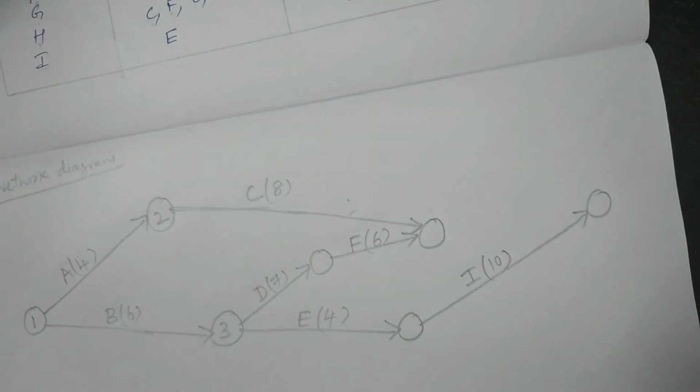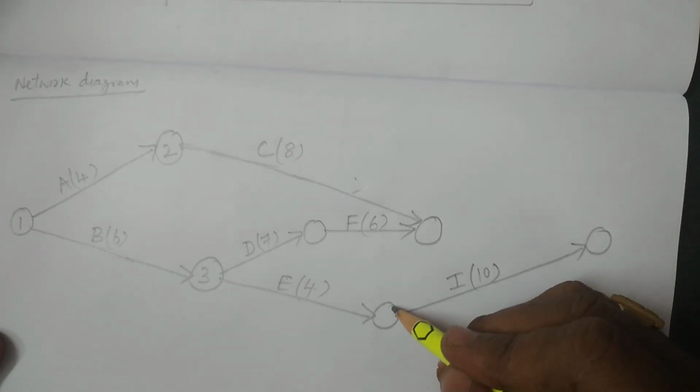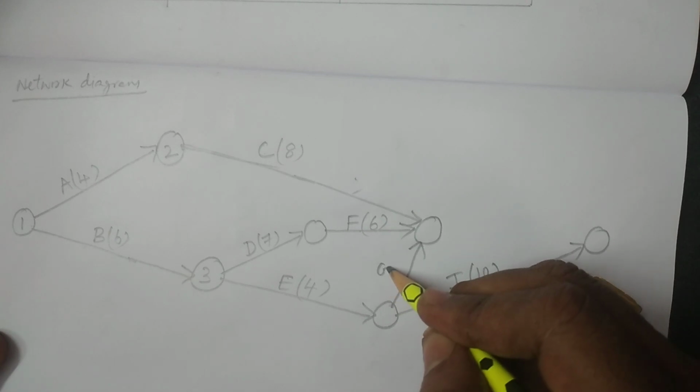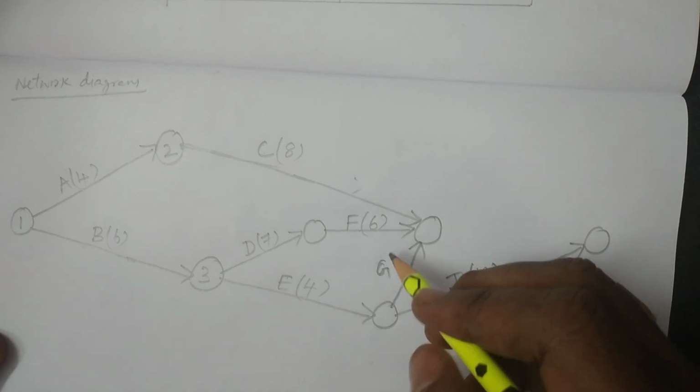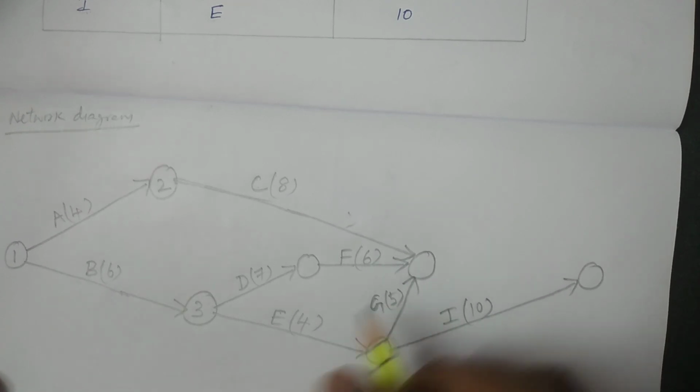So this is C and this is F. And this is G. G I am considering here, and so that G is also finished. G is also finished here. The time duration for G is 5 days, I'm sorry, 5 months.